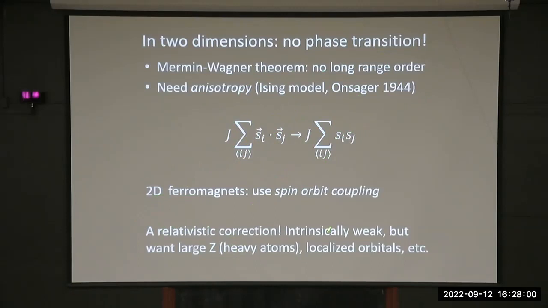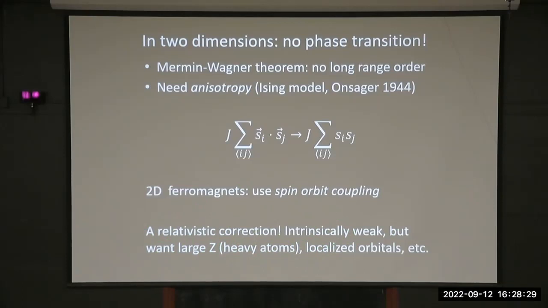On the other hand, what is spin-orbit coupling? It's a relativistic correction to atomic physics. It's intrinsically relatively weak, but it gets strong enough as you go to larger Z, going with some high power of Z, like Z cubed. So what are the ingredients you want to have a ferromagnet? Ideally heavy atoms are involved. You want the orbitals to be relatively localized, to make that exchange interaction relatively strong, and so on.